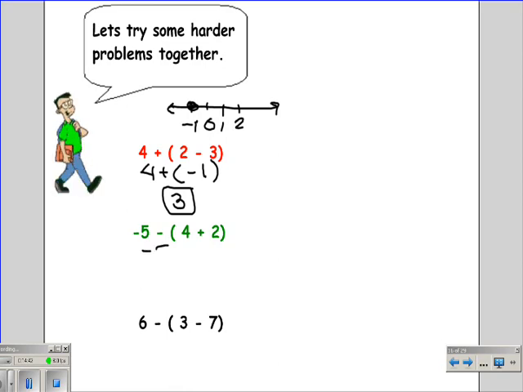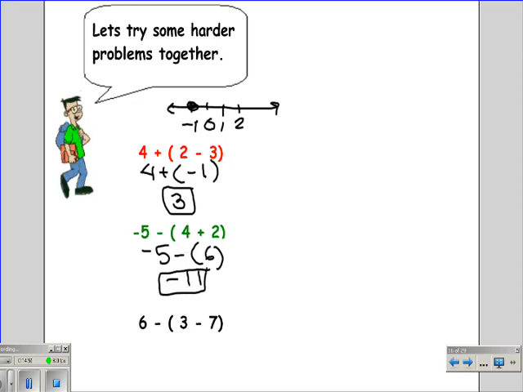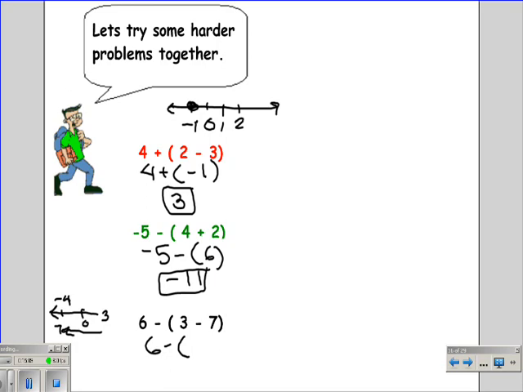Taking a look at our next problem, I have negative 5 minus 4 plus 2 is 6. And negative 5 to the left 6 means negative 11. And 6 minus 3 to the left 7. So if I imagine on my number line, I'm at 3. I'm going this direction, a total of 7. Here was 0, so where do I end up? At negative 4. Moving in this direction 7 spots. So it's at negative 4.